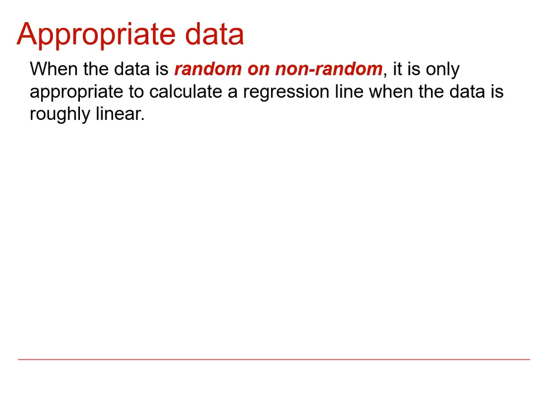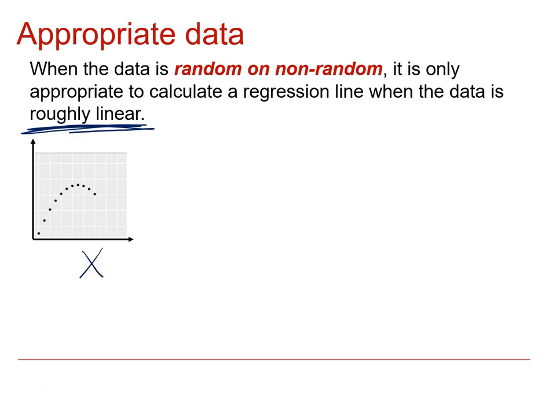So when the data is random or non-random, it's only appropriate to calculate a regression line when the data is roughly linear. So this one, non-linear, no. This one, yes, but we'd recommend you remove the obvious outlier. Try and track down why that outlier occurred.